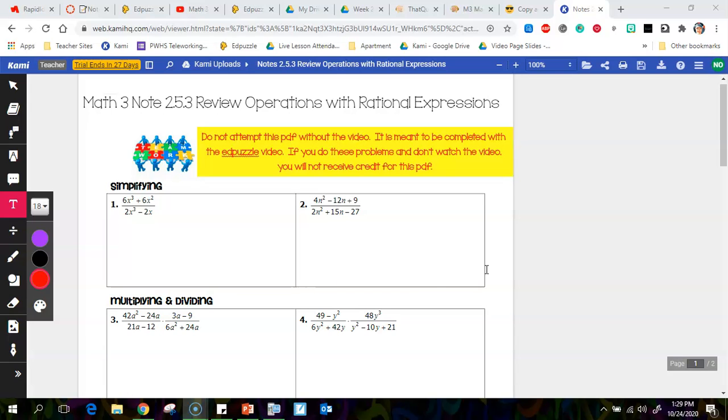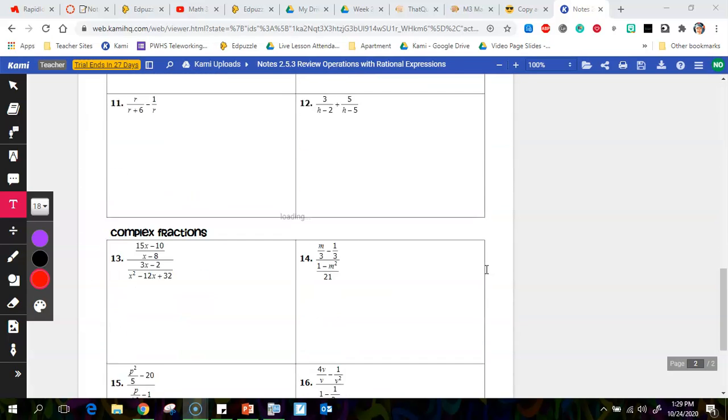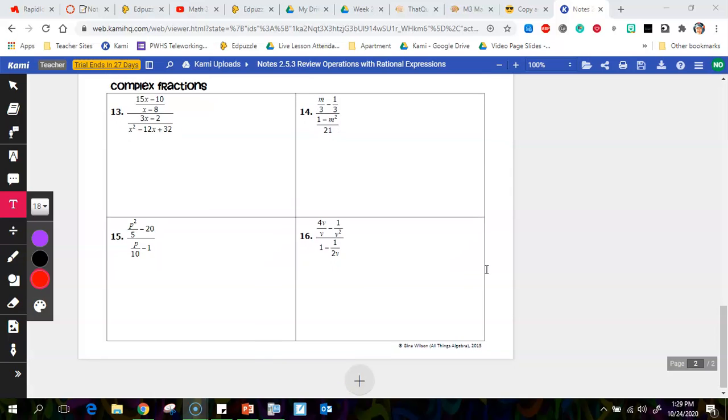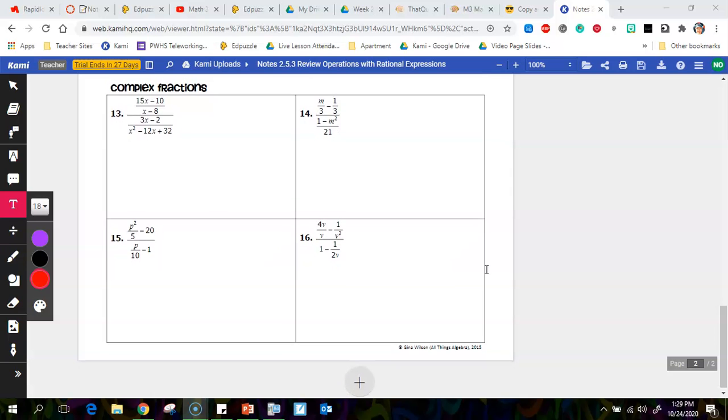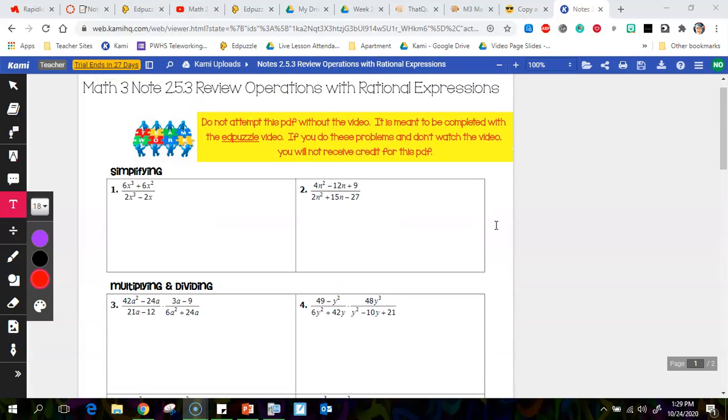So this PDF includes simplifying, multiplying and dividing, adding and subtracting, and complex fractions. And the complex fractions in this particular video have some adding and subtracting in them. So we'll be combining those skills to do those complex fractions. All right, let's get started.